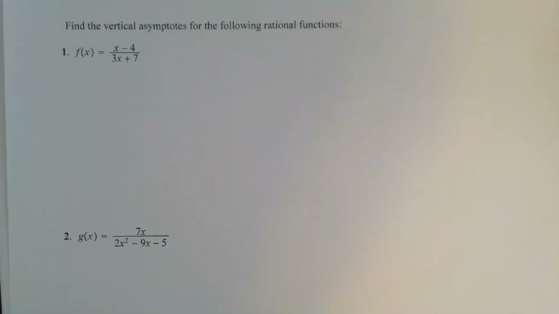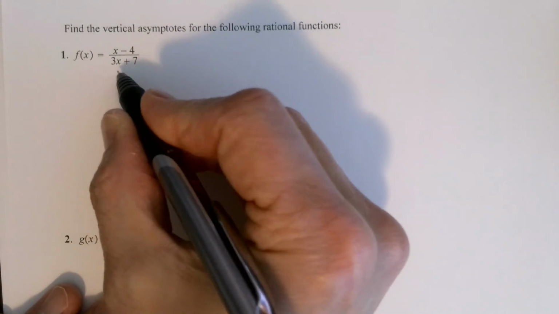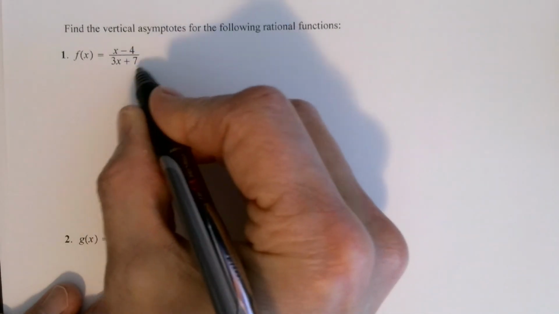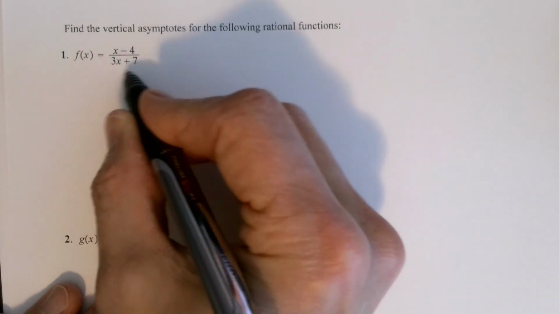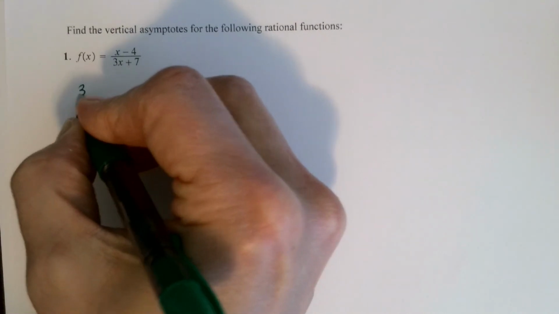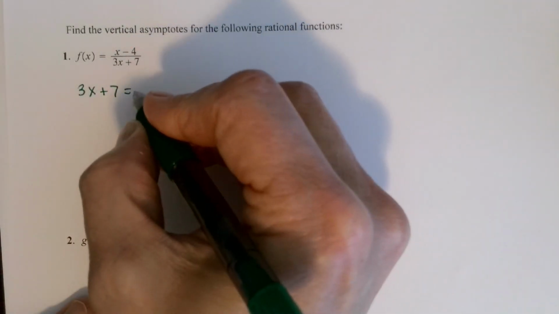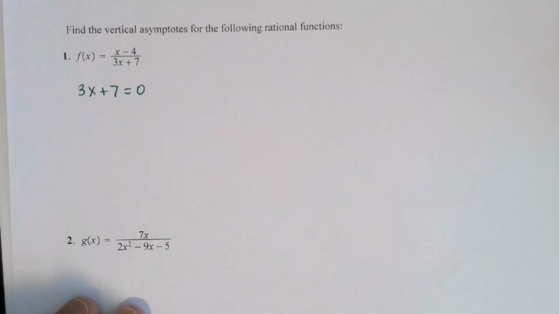Let's find the vertical asymptotes for the following functions. Okay, so the first thing we're going to do is find the values of x that make the denominator 0. And we will then be able to determine the domain and then decide if we have a vertical asymptote or not. So I set that equal to 0. Can you solve for x in that?